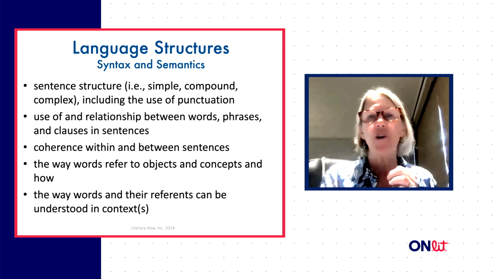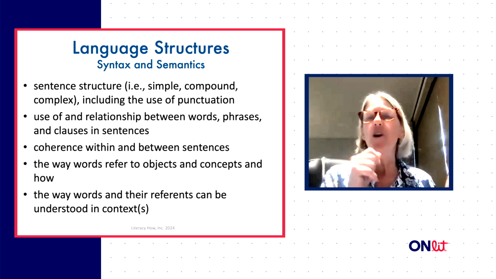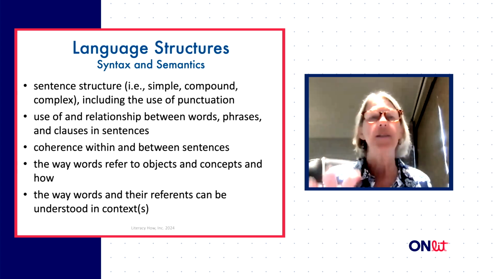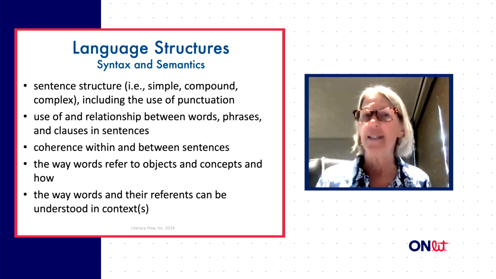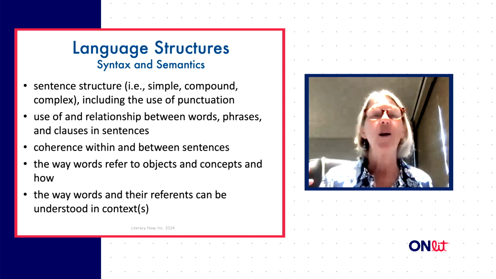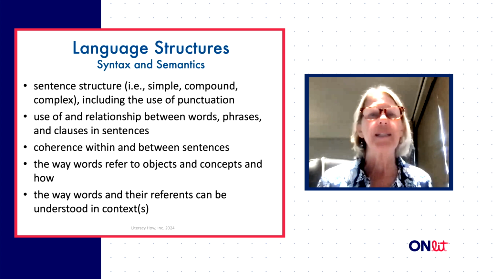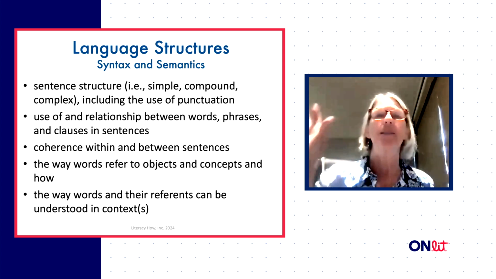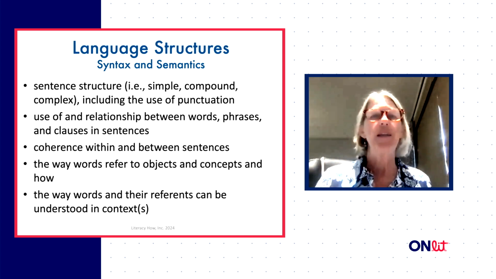We also have to talk about punctuation. When we talk about syntax, we talk about the use of and the relationship between the words, the phrases, and the clauses in sentences, and that is where semantics comes in. We also talk about coherence. We're going to talk about meaning links, cohesive ties, because those cohesive ties build coherence within the sentences themselves and then from sentence to sentence. And that's where meaning comes in.